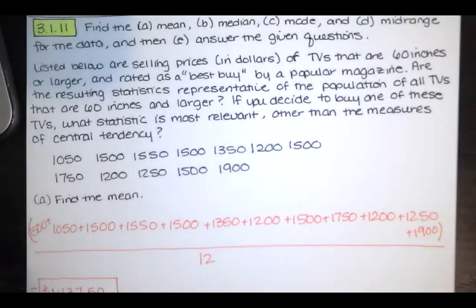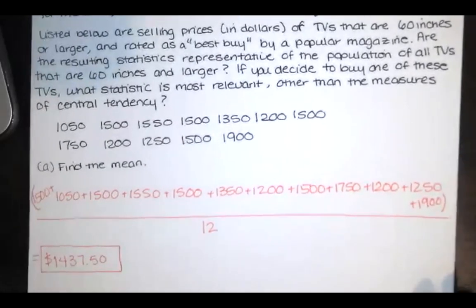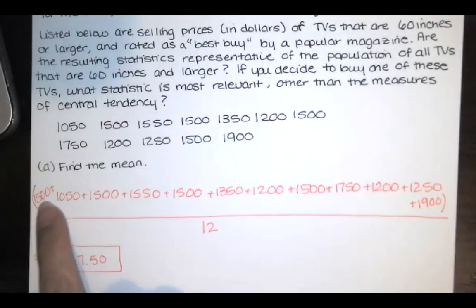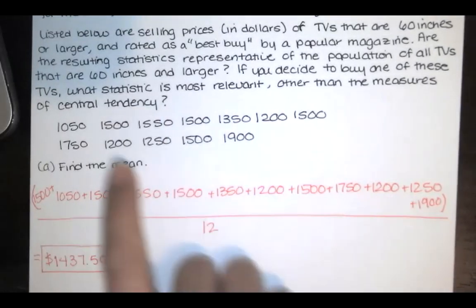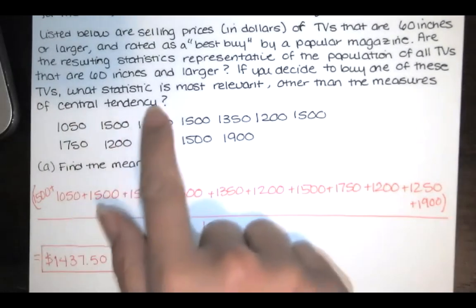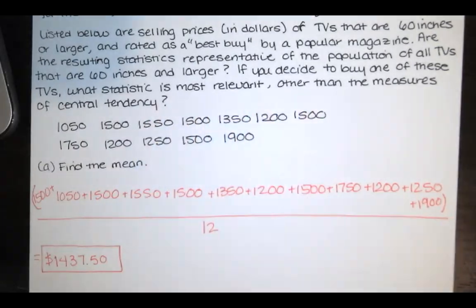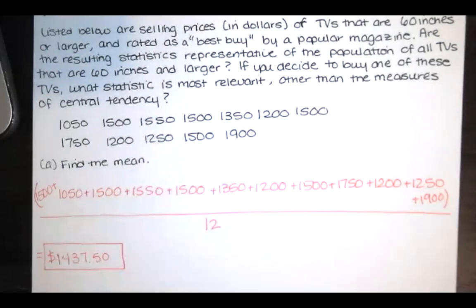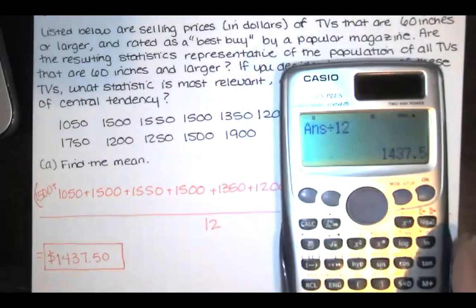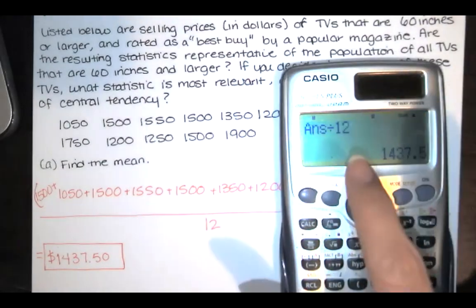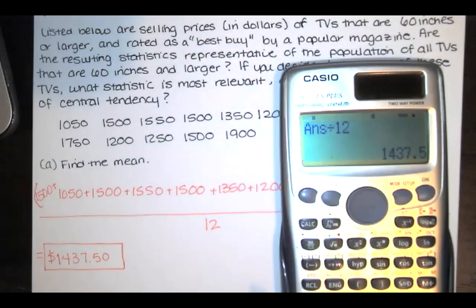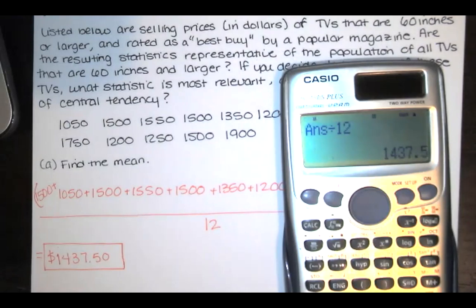So I will stop sharing this screen with you and start sharing my paper with you. This is what we did. We take all the data values, we add them together, and then you say there's 2, 4, 6, 8, 10, there are 12 values. So you add them all together and divide by 12. I did all of that on my calculator. I added them first, and then I took the answer and divided by 12, and I got this $1,437.50.